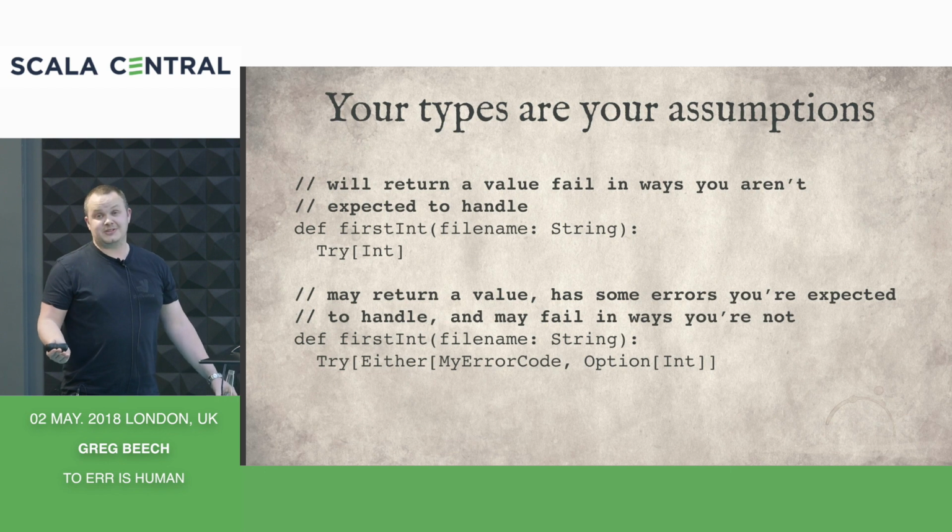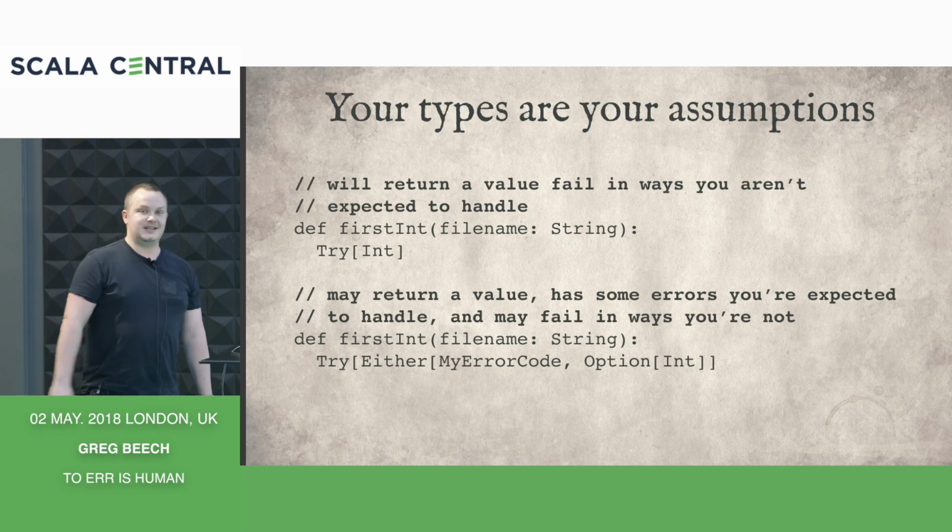So this is just kind of a summary. Your types are your assumptions. These are the different ways we can model functions. Maybe if the only thing we care about is that we want an integer or fail, it's just a Try of Int. That's it. This function either succeeds or it doesn't. Or we can give it a much more verbose option, going: these are all the things that can happen.